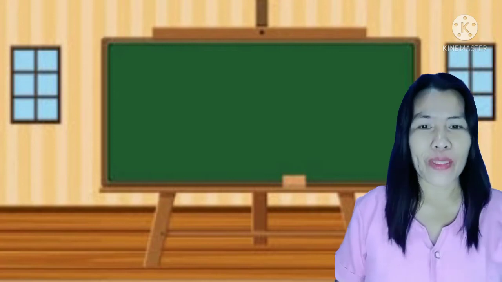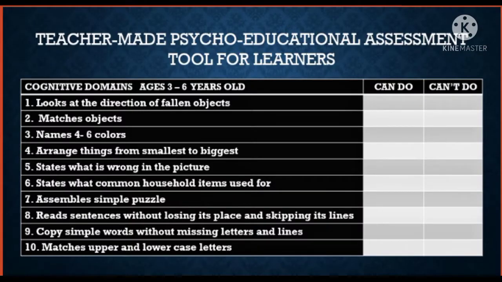So here is our teacher-made psychoeducational assessment tool for learners. We start with the cognitive domain, ages 3 to 6 years old, and on the other side, the can do and can't do of the learners.